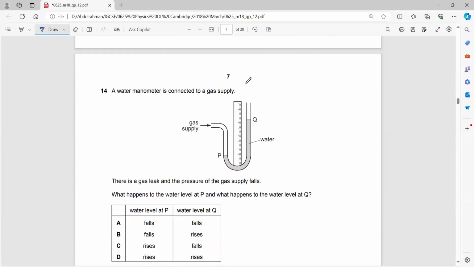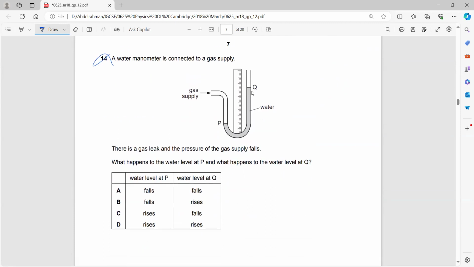Manometer is cancelled. Manometers have been removed from the syllabus. Question 14 is removed.